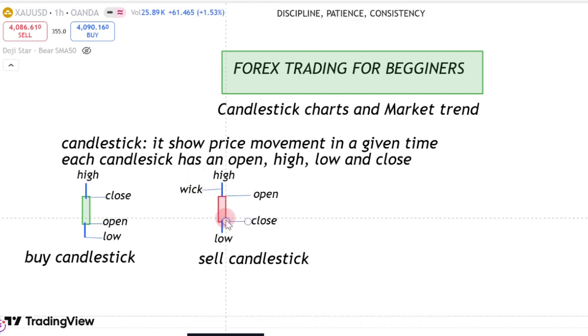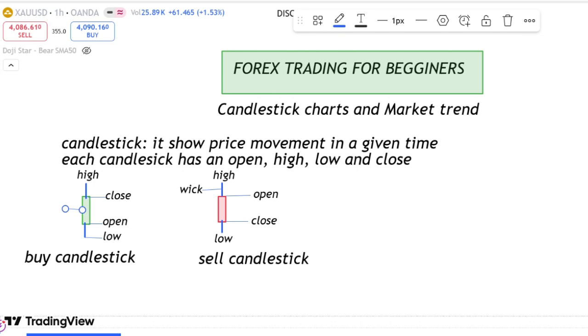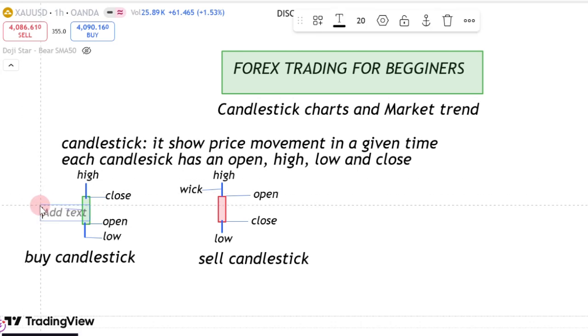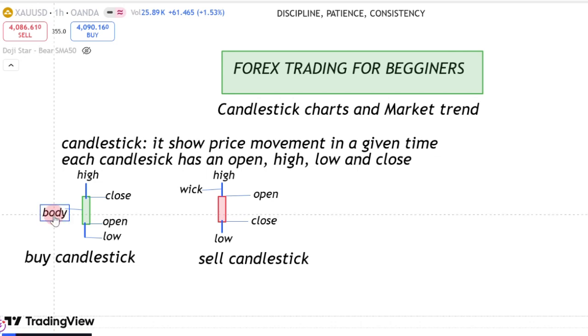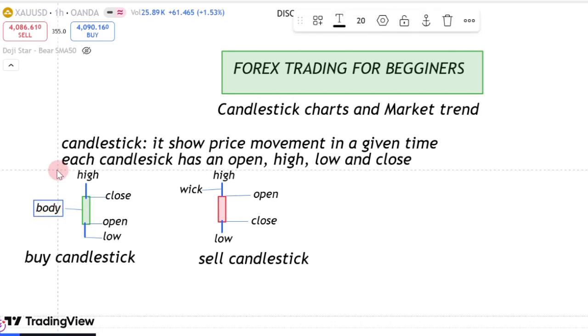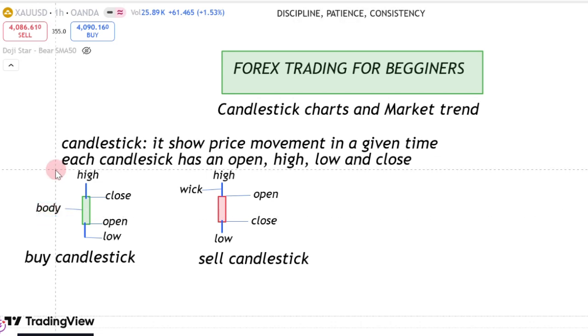The wick is the same as this. And the body here, the whole part that looks like a triangle, we call it the body. This is the body of the candlestick. So this is it. We call it a wick and a body.